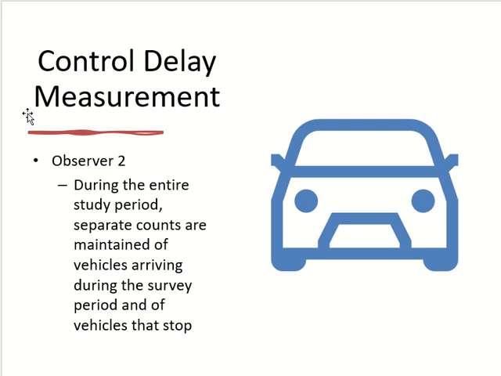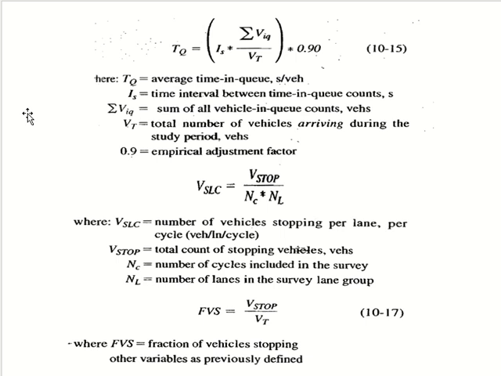Okay. Once you have these observations, then you can move on to the calculations of the control delay, starting with TQ. TQ means time in queue delay, or the time spent in queue. So we need here IS. IS means the interval which you gave to observer 1. So you told him count the number of cars in the queue after every 10 seconds. So I is 10 then. If you told him do it after 15 seconds, then I is 15.